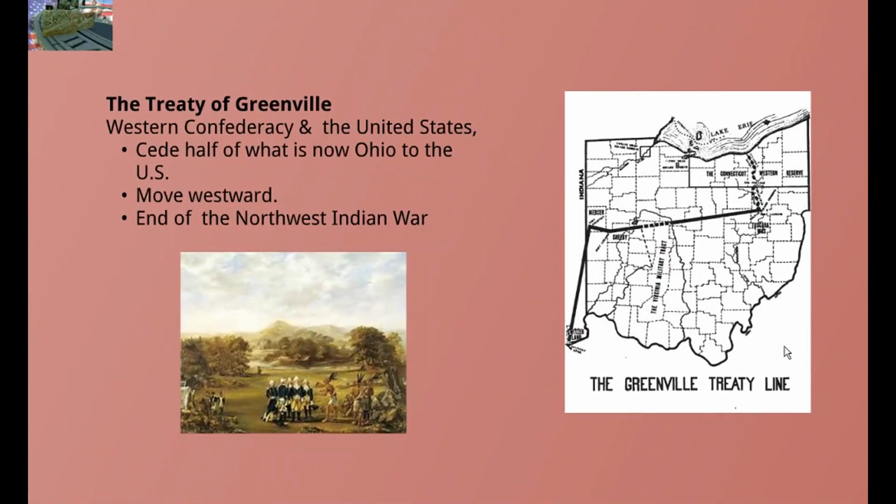And in addition to Pinckney's Treaty, and as a result of Jay's Treaty, which leads to the movement of the British troops from the Western Territories, Northwestern Territories, the United States, after defeating the Western Confederacy of Native American tribes, gets to sign the Treaty of Greenville with the Western Confederacy, in which the Indian tribes are going to cede half of what is now Ohio to the United States and agree to move westward. And this marks the end of the long Northwest Indian War between the United States and the Northwest Indians.